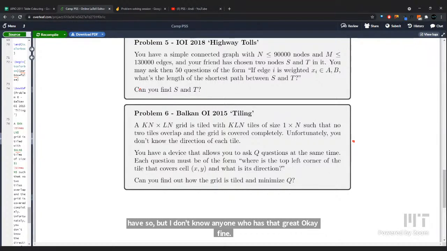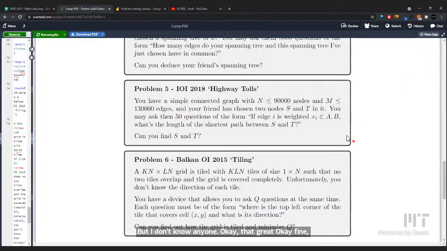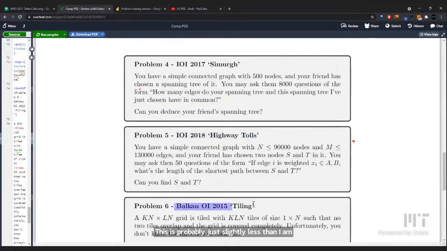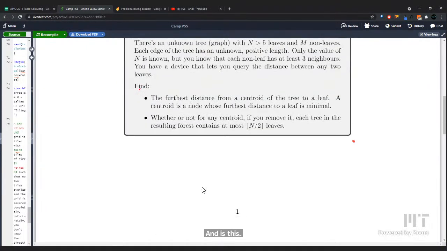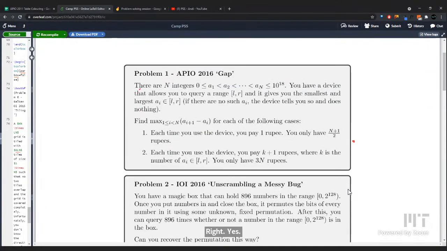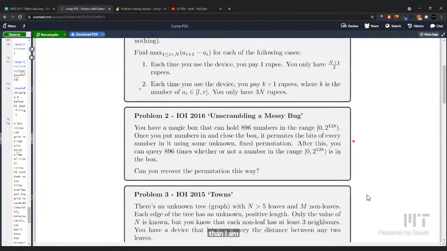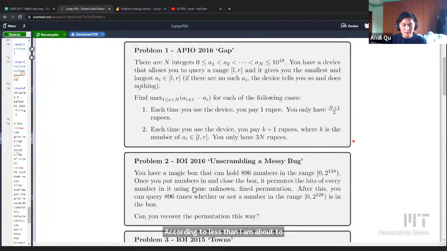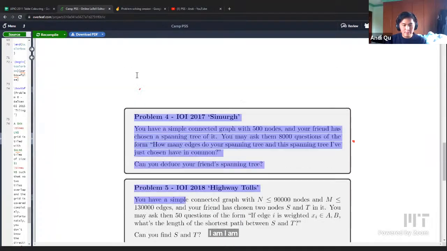Sir, is the fifth problem greater than IMO 3 or less than IMO 3? I'd say it is probably just slightly less than IMO 3. And is the second problem greater than IMO 2 or less than IMO 2, according to you? Less than IMO 2. It's like IMO 1, IMO 2, and then IMO 3.